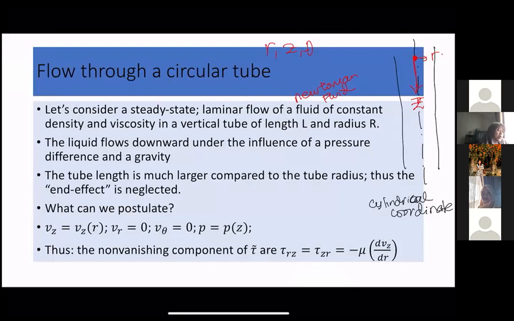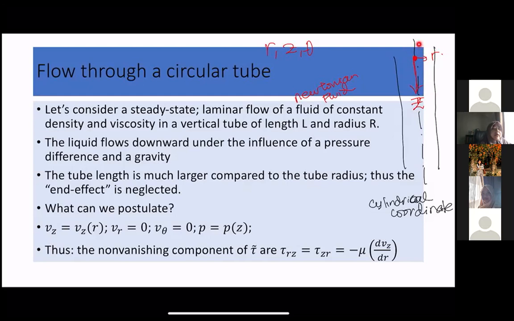Okay, so what can we postulate? The first one is phi z. We have phi z, the velocity in the direction of z, and it is actually a function of r. It changes with respect to r. So phi z is a function of r. The velocity in the z direction changes with the r direction.